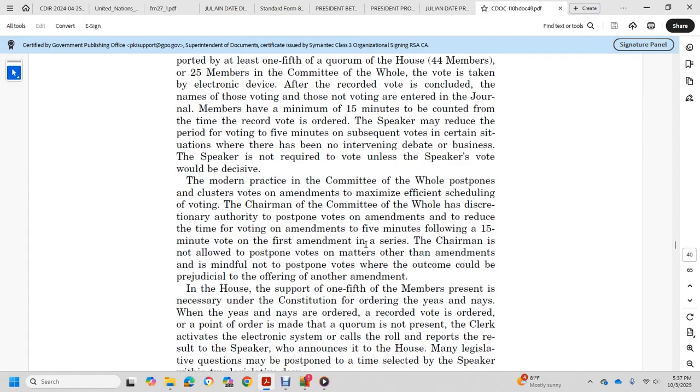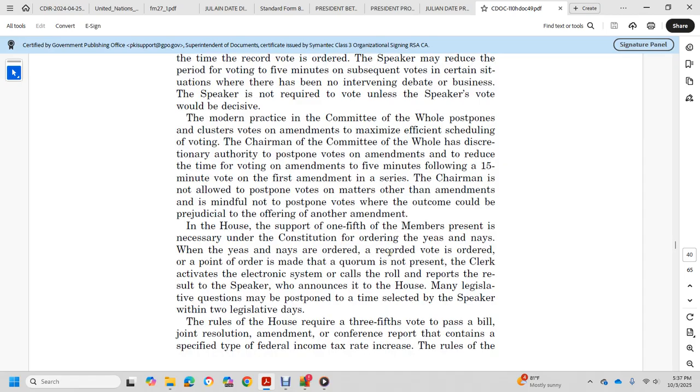When the clerk activates the electronic system, the call for the roll reports the result to the Speaker, who announces it to the House. Questions may be postponed to a time selected by the Speaker within 2 legislative days. The rules of the House require 3/5 of the vote.